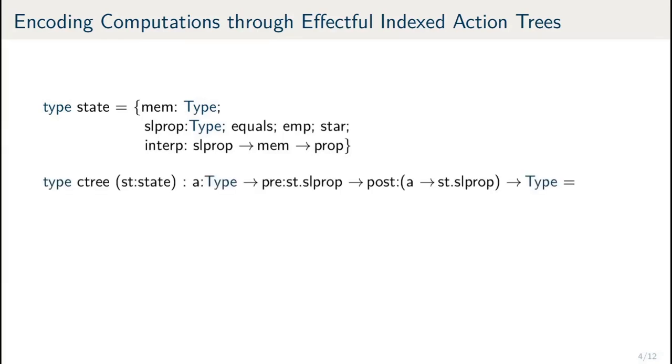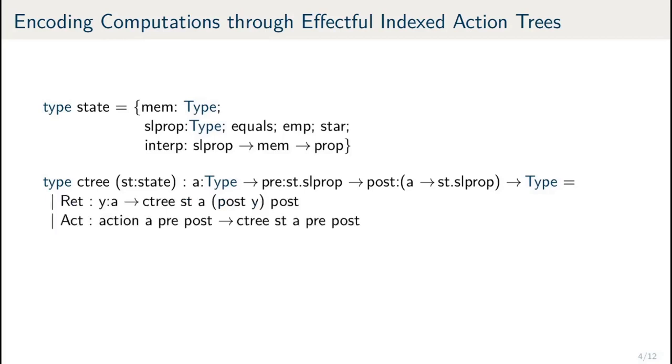Once this is done, we can encode computations as action trees parameterized by our state type class. These action trees are indexed by three things. First, a return type, A, which is the type of values returned by the computation. Second, a precondition pre, as an SL prop. And lastly, a postcondition post, which is a separation logic assertion dependent on the value returned by the computation.